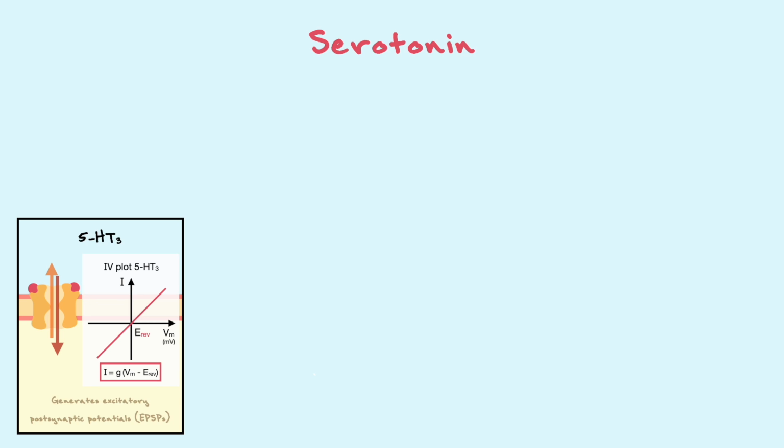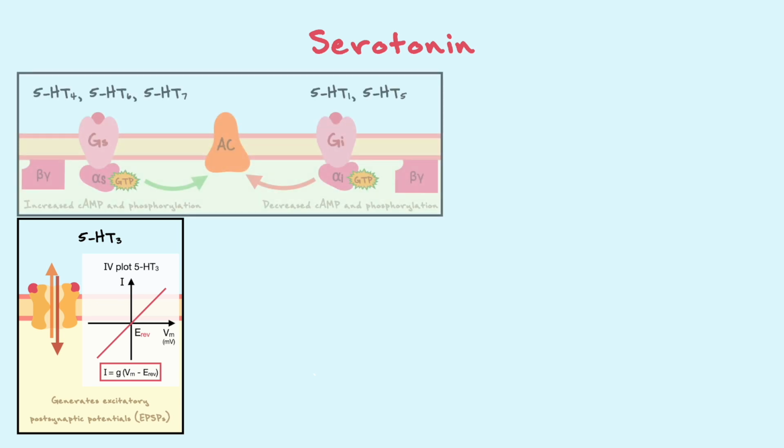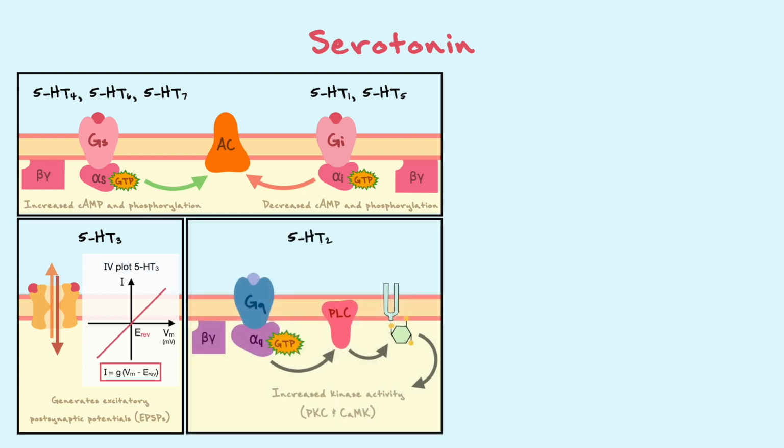When it comes to the metabotropic receptors, the 6 different families mediate the GS, GI, and GQ pathways. The receptors 5-HT1 and 5-HT5 mediate the GI pathway, whereas the receptors 5-HT4, 5-HT6, and 5-HT7 mediate the GS pathway. Finally, the 5-HT2 receptors mediate the GQ pathway. These pathways are the exact same as we have seen previously.